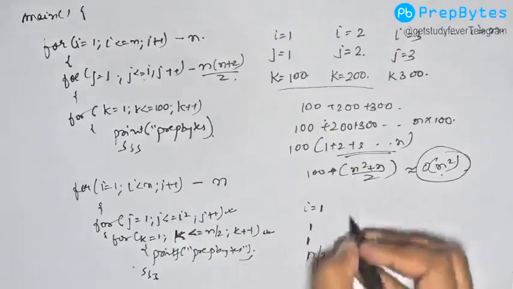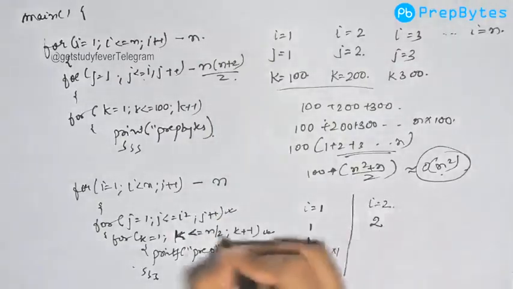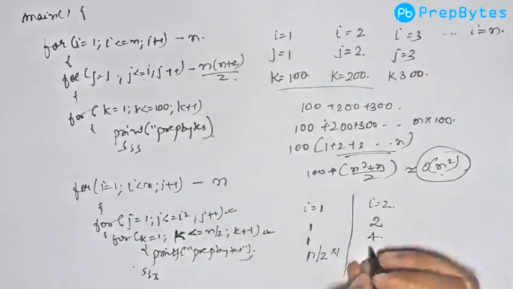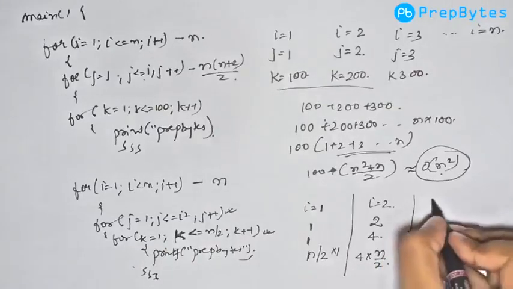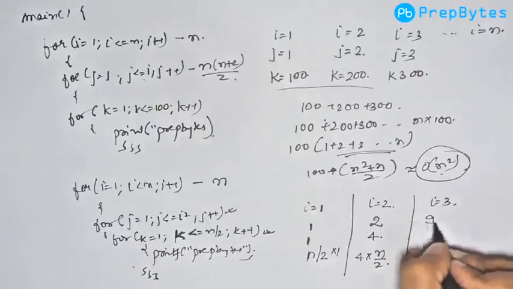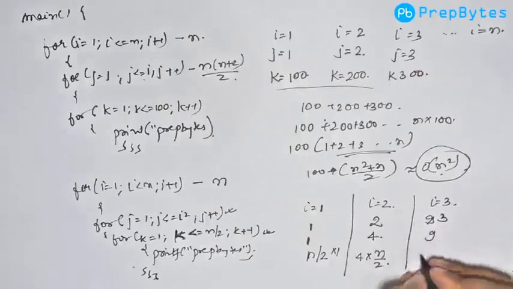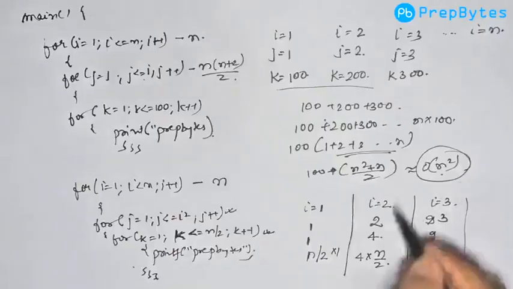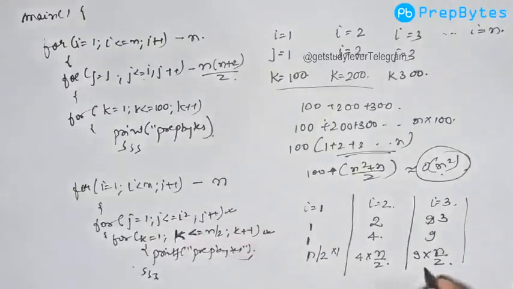Into 1. When we have i equal to 2, this is 2, this gets executed 4 times, and this iteration occurs 4 into n by 2 times. Similarly, for i equal to 3, this is 9, this is 3, this will get executed 9 times, and this gets executed 9 into n by 2. So for i equal to 3, to find how many times this loop gets executed, we add these values.